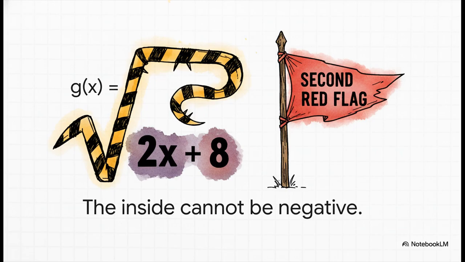Okay, ready for round 2? Let's check out this next function. What do we see this time? A square root. That's our second red flag, loud and clear. And that should immediately make you think of our second rule. Whatever's inside that root, it just can't be negative.